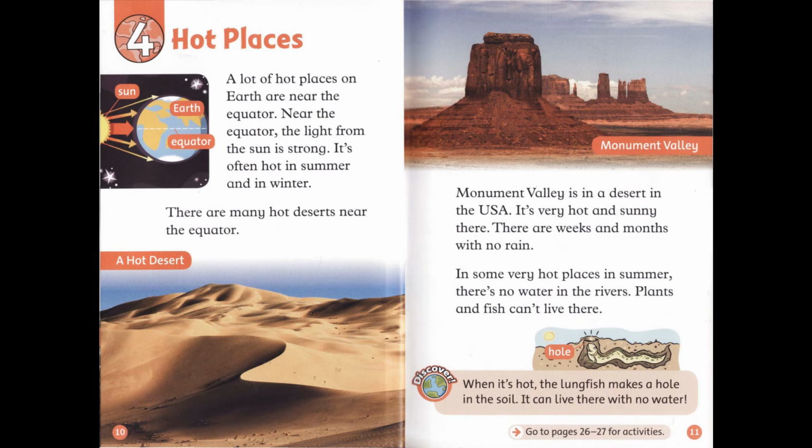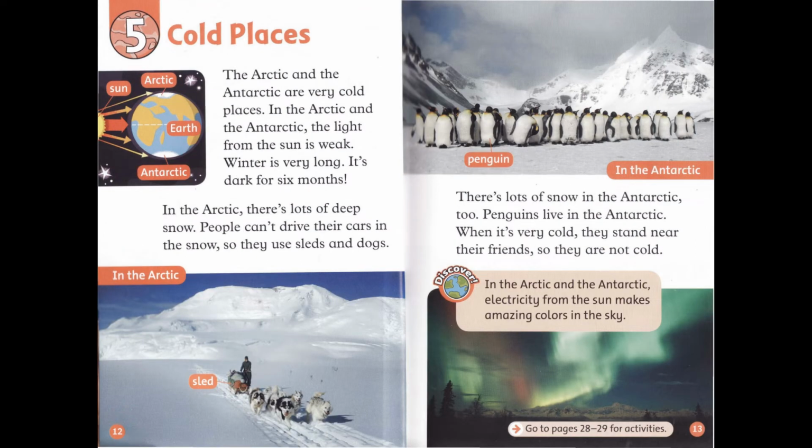Chapter 5. Cold Places. The Arctic and the Antarctic are very cold places. In the Arctic and the Antarctic, the light from the sun is weak. Winter is very long. It's dark for 6 months. In the Arctic, there's lots of deep snow. People can't drive their cars in the snow, so they use sleds and dogs.